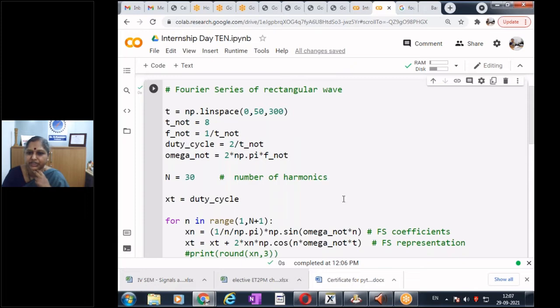Which constant should I change now? I change my T naught. T naught, I will make it as 16. Yeah, very good. So I'll make T naught as 16 and then let me run and see.